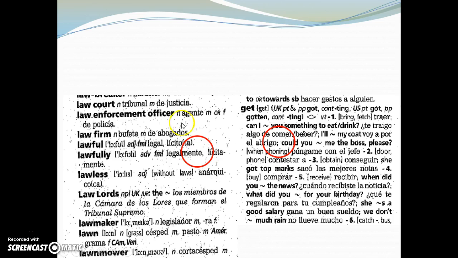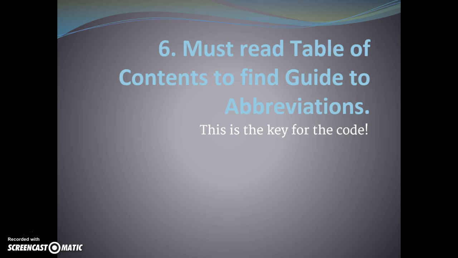So if we go back and look at law enforcement officer, the tiny little N right here stands for noun. And so now I know that that is a noun, that is a person, place, or thing, and it's not going to be a verb, for example. So you want to look at your table of contents and find your abbreviations and use that whenever you get confused.